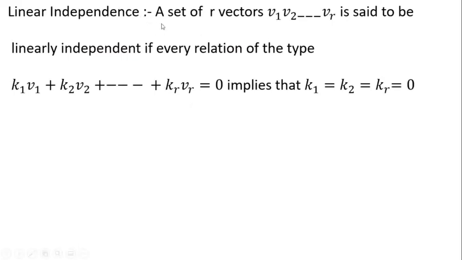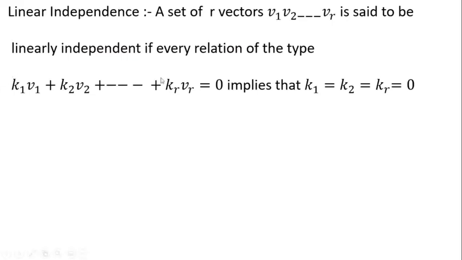Now here, if you observe, we have a set of r vectors v1, v2, vr, where v1, v2, vr each are of some dimension. Maybe v1 contains 3 elements, v2 contains 3 elements, and vr contains 3 elements. All should have the same dimension. Then we can check whether it is linearly independent or not.